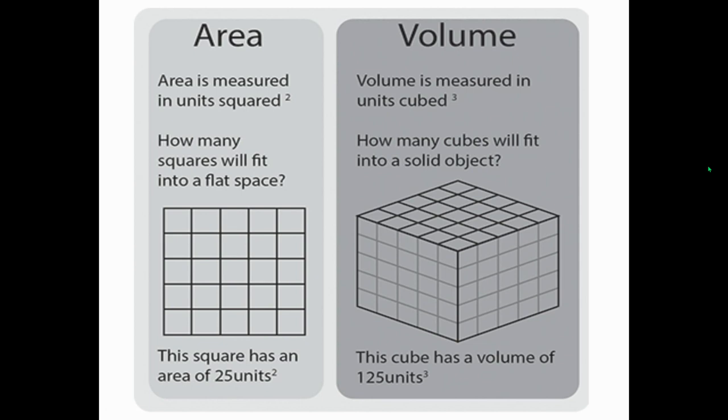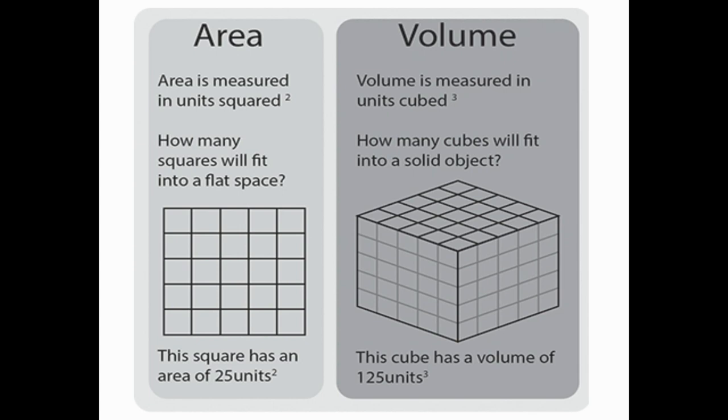The difference between area and volume. Area is measured in units squared. That's the little 2. That's a flat piece, so it's just like a piece of paper. Just one piece of paper laying on a table or a desk. So how many squares will fit into that flat space? Well, in that one, they're telling you the square has 25 units squared.